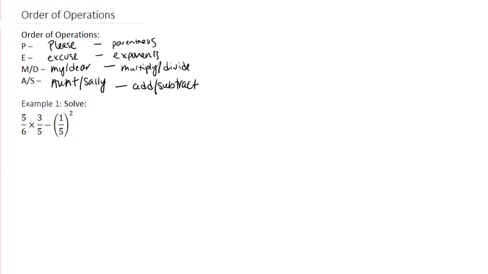So let's look at example 1 to see how we would apply this. So we have 5/6 times 3/5 minus 1/5 raised to the second power. So how we would first deal with this is we have a parentheses, but it's really an exponent. So let's first look at this exponent. We have 1/5 raised to the second power. So we could rewrite this as 5/6 times 3/5 minus 1/5 times 1/5.